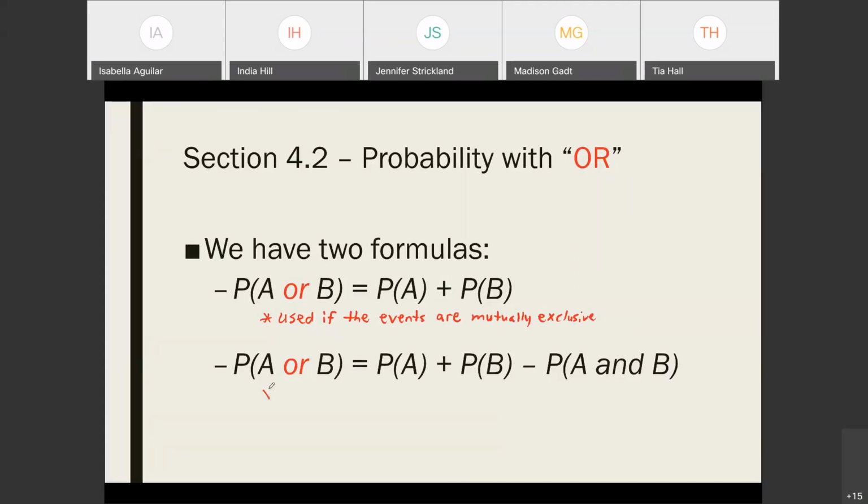And then our second formula is used if they're not. Okay, so used if the events are not mutually exclusive.